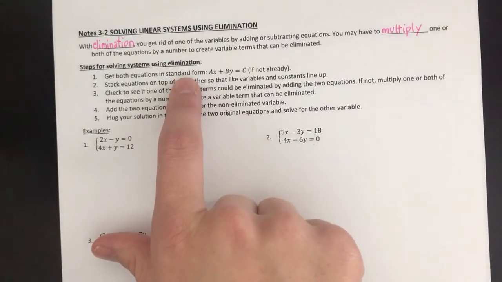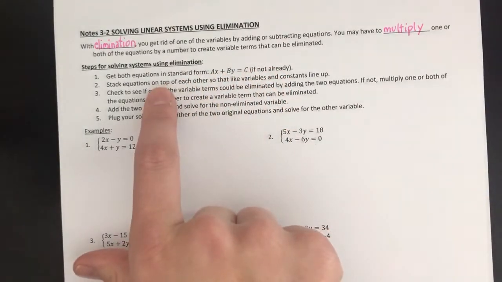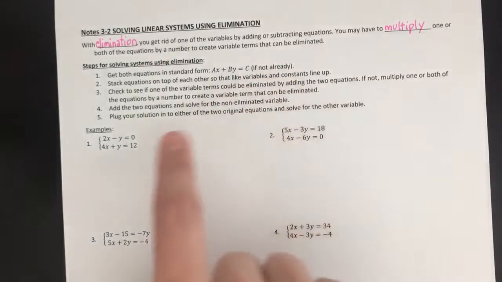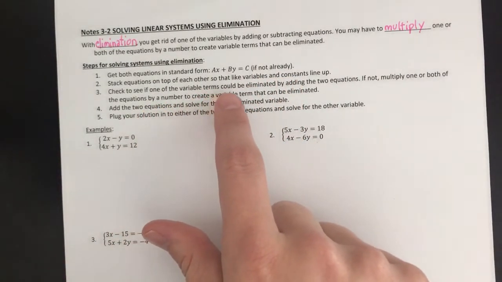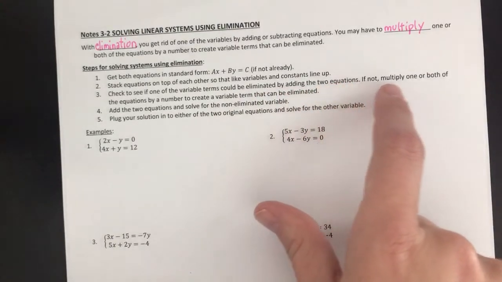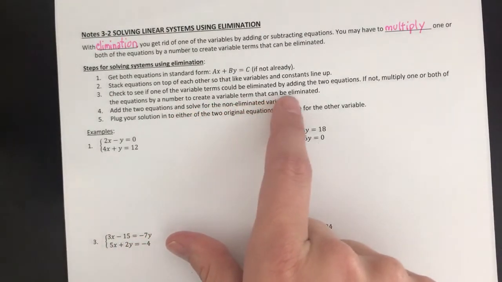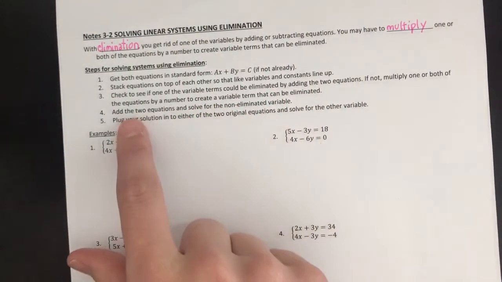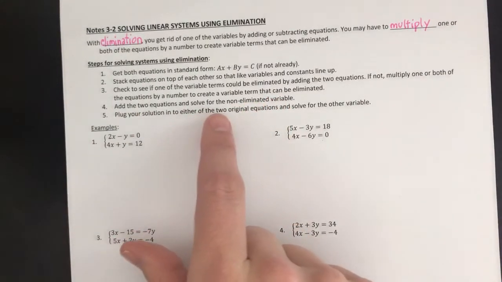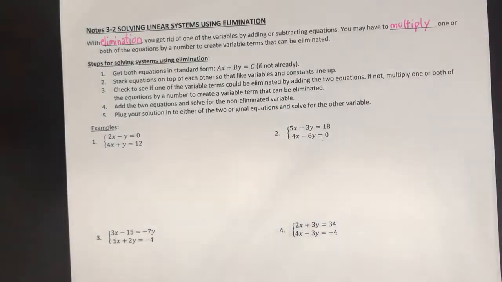Get both equations in standard form, ax plus by equals c, if not already. Stack the equations on top of each other so that like variables and constants line up. Check to see if one of the variable terms could be eliminated by adding the two equations. If not, multiply one or both of the equations by a number to create a variable term that can be eliminated. Add the two equations and solve for the non-eliminated variable, and then plug your solution into either of the two original equations and solve for the other variable.